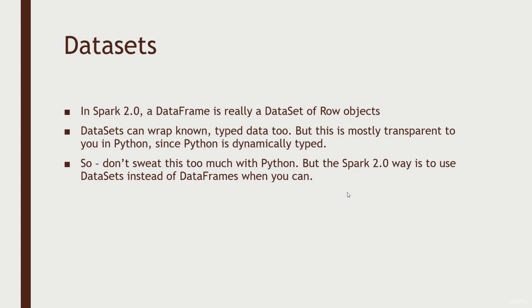The lines between the two are very blurry in Python because Python's all dynamically typed. But what you need to know is that a data frame is really a data set of row objects. And data set is a more general term that can contain any sort of typed information, not necessarily a row like you have in a data frame. So again, this is just a way for Spark to actually get more information up front about the structure of your data, and it can do that to, for example, give you more compile time errors about problems instead of waiting until runtime. That's kind of the real power of data sets.